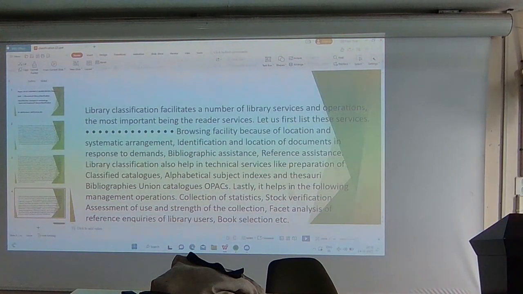And the one who classifies, the scheme maker, is called the classificationist. जो स्कीम को बनाता है वो क्या बोलते हैं, classificationist, right? और जो क्लासिफाई करता है उसको क्या बोलते हैं? Classifier, okay. So we as professional librarians are the classifiers. You would be the classifier, okay?